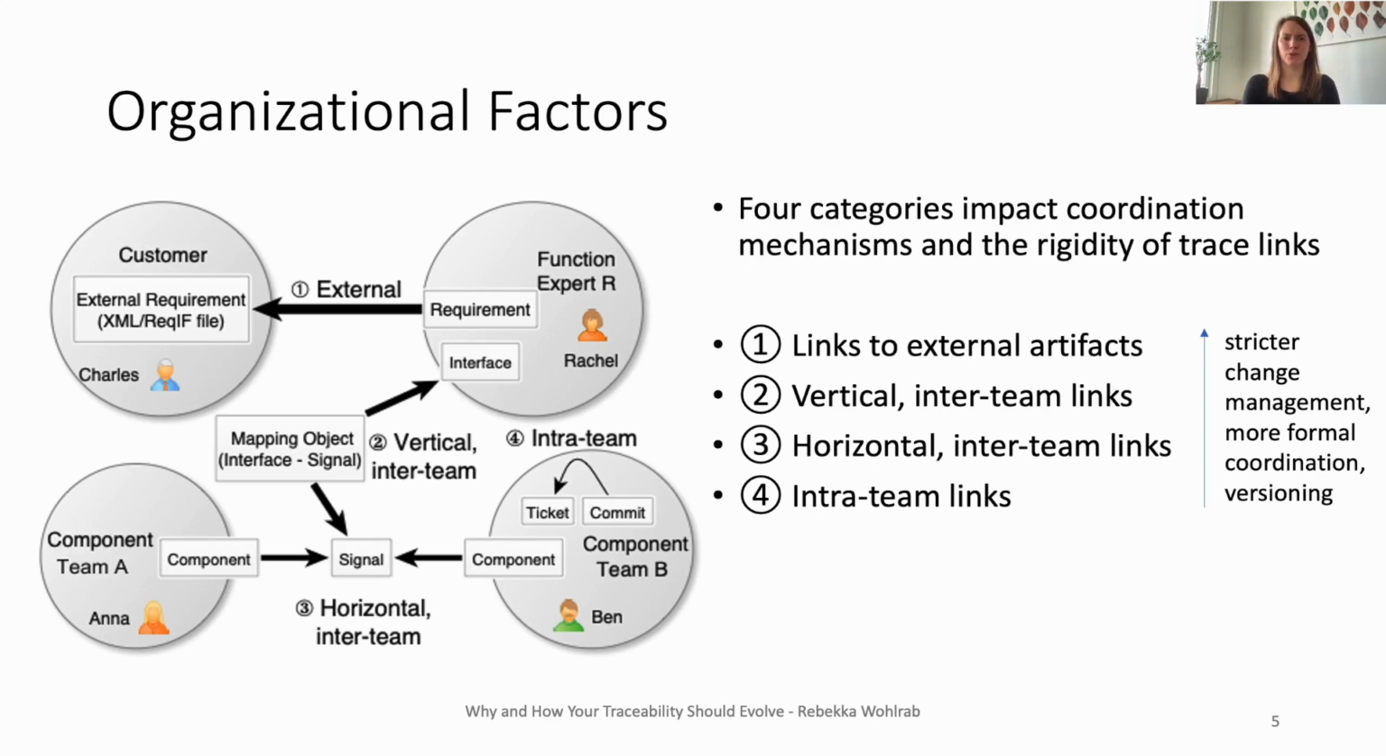We saw that there are 4 categories that impact coordination mechanisms, starting with links to external artifacts like customer requirements that are very formally managed, where every change is documented and versioning is important.